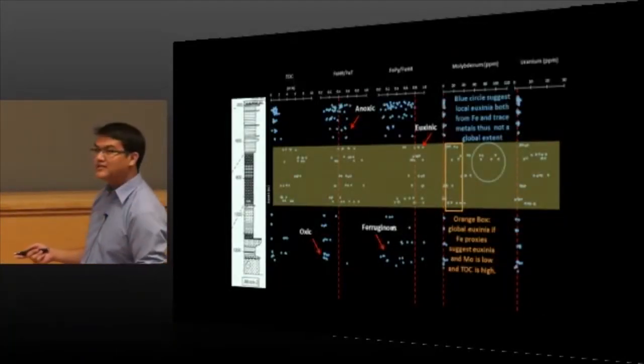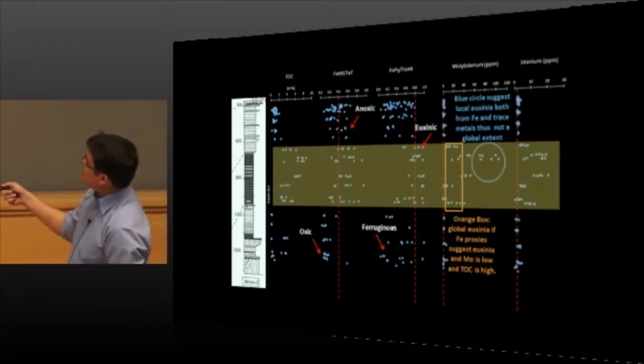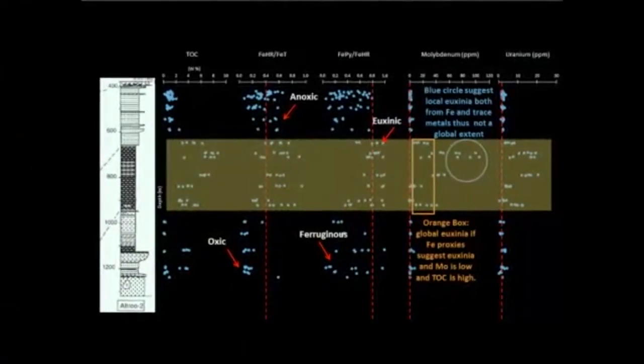So this will be the only data slide you'll see. Stick with me and I'll guide you through it. On the left is the strat column of my Outreach core. These are all shales, so if you see parts that look like sandstone, I apologize, it's just compressed. Right away you notice that they're aligned very nicely. This is organic carbon by weight percent, 2 iron proxies, which are ratios here, and 2 trace metal proxies, molybdenum and uranium. Overall, they show a very unique pattern.